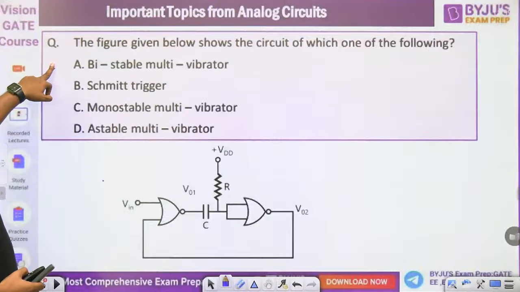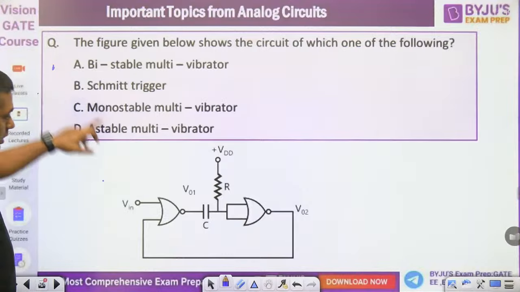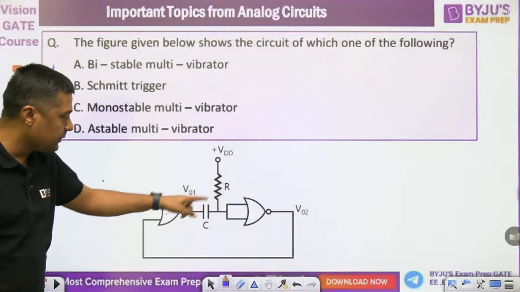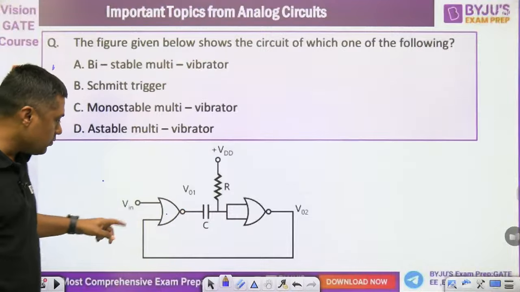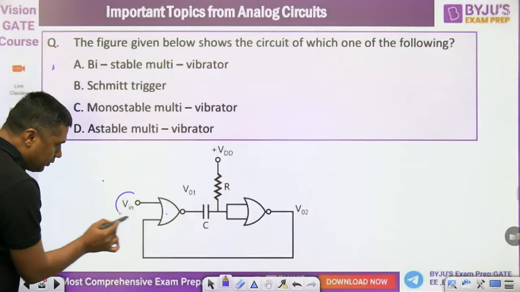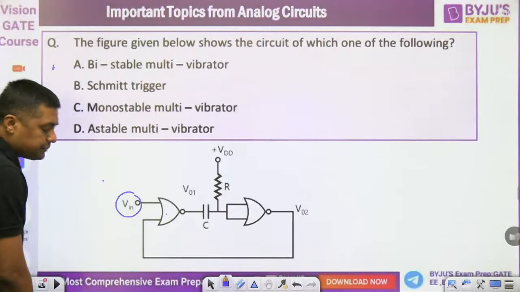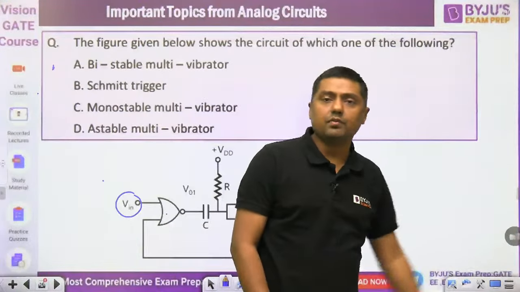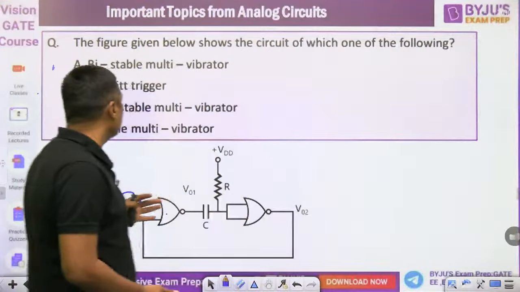The figure given below shows the circuit of which one of the following? That is from the digital. This is the NOR gate. R and C are connected, and one input is connected. Remember, directly you can say one input is connected means what? It is not an astable multivibrator, because in astable there is no input.